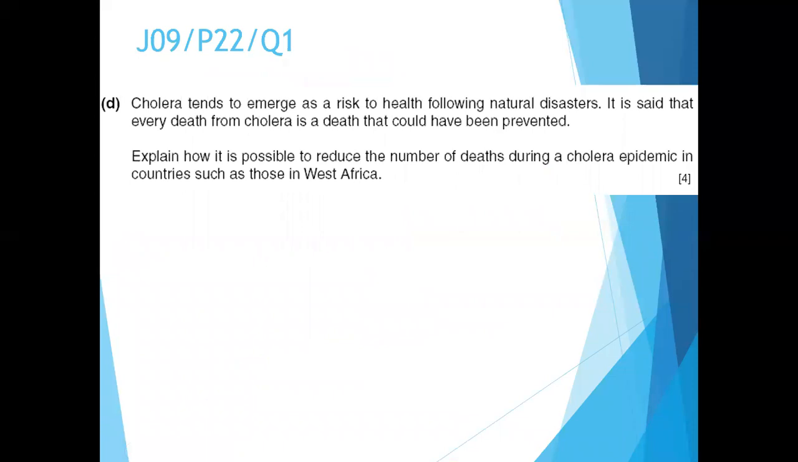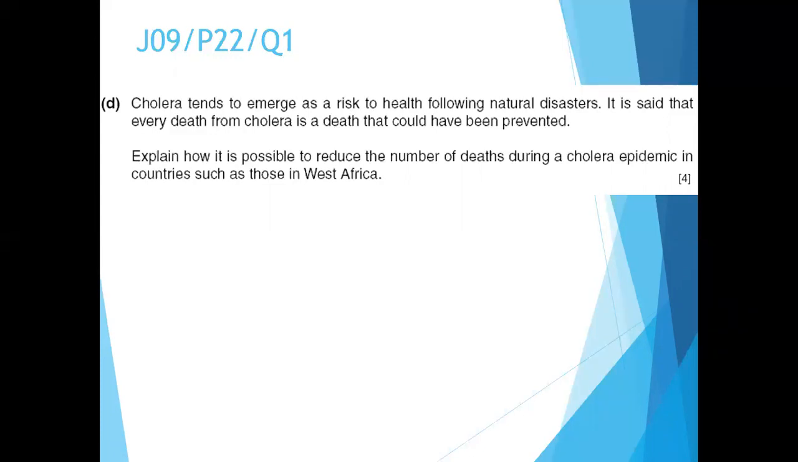Okay, next question. Cholera tends to emerge as a risk to health following natural disaster. Natural disaster means, when there's heavy rain, thunderstorm, hurricane, and then suddenly there's a flood. Then there's a danger. Why? Because the flood means the water will go to the toilet, and then from the toilet it will come out to the river. Then the river water can be used for washing and so on. So that is when the bacteria can start to spread to the river, when in normal condition it will not be able to, because of the preventive measures that have been taken, like sewage treatment, water treatment plants, and so on.